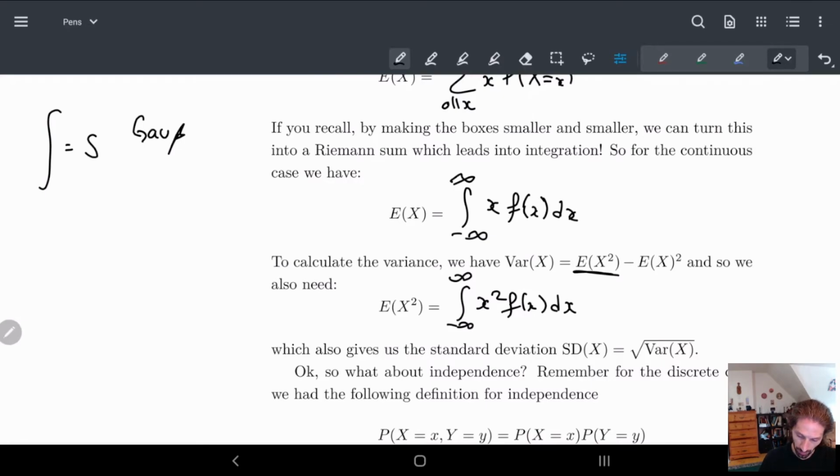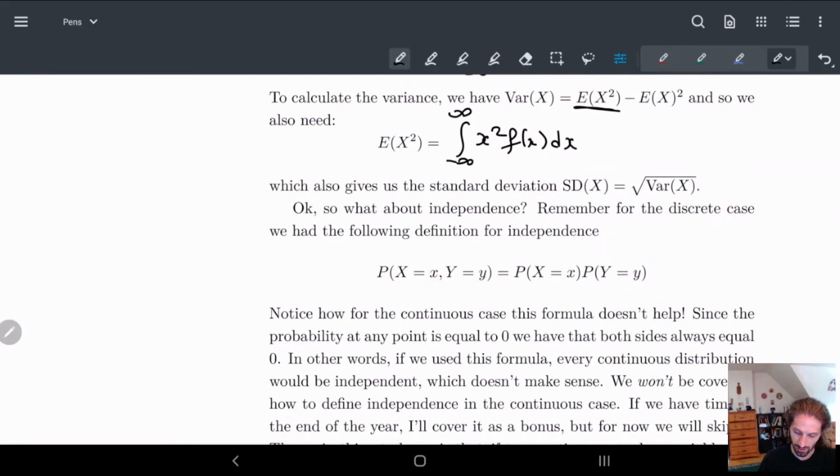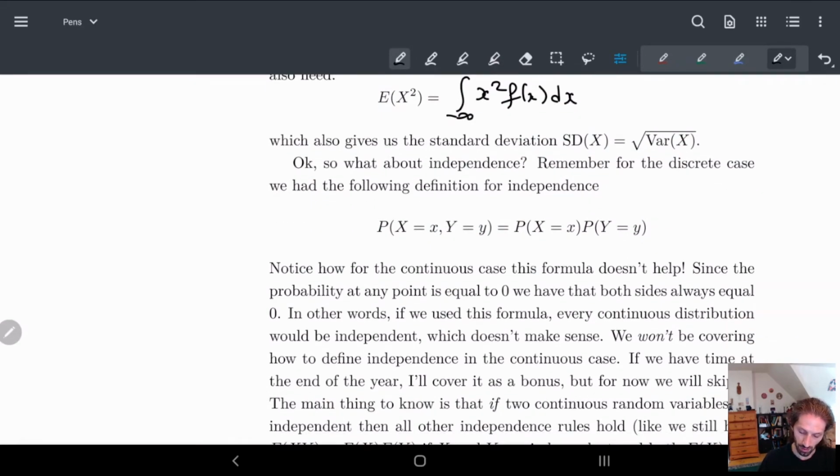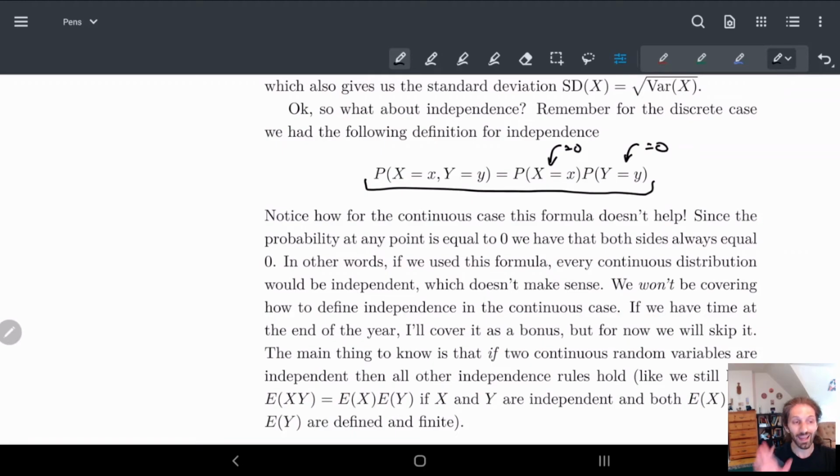Well, okay, how about independence? In the discrete case, what we have is this formula, right? So if two things are independent, we can multiply these out. But notice how we end up having a problem in this case. We can't have two variables that are independent because this is equal to 0 and this is equal to 0. Technically there is a way to define independence in the continuous case, but we won't be covering that. We might later on in the year if we have time, but I doubt it. But for us, don't worry about it.